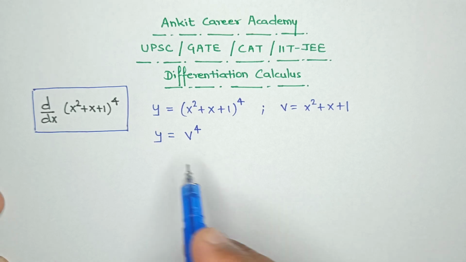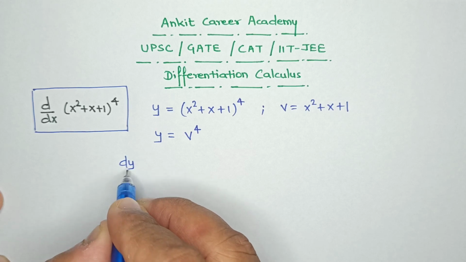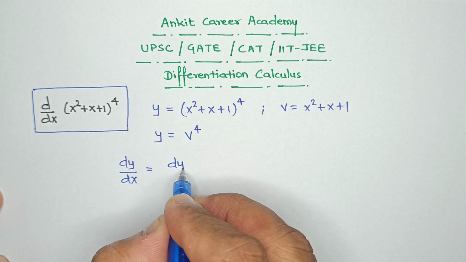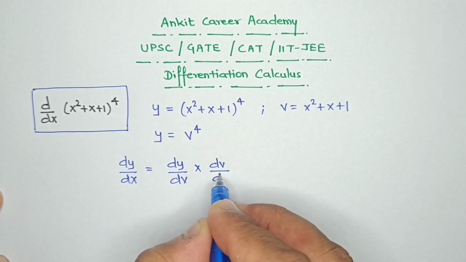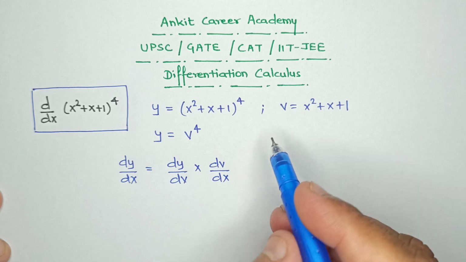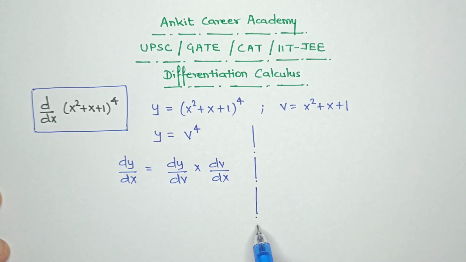So after this, what we are going to do is use a concept that if we want to calculate the value of dy by dx, then that can be written as dy by dv multiplied by dv by dx. So all we need to do is calculate the value of these two terms and resubstitute them on this side. So let us start calculating the values, and then we'll resubstitute them in the original equation here.